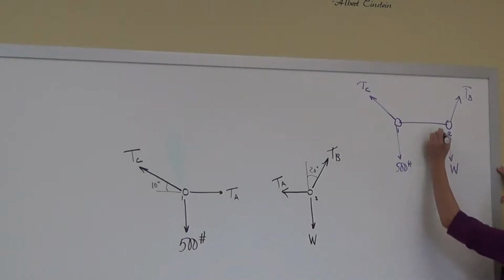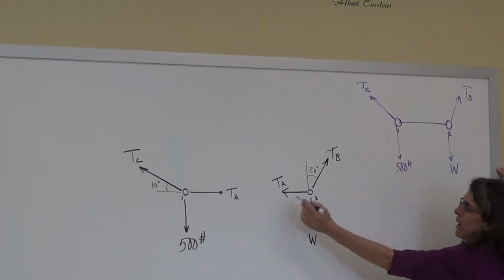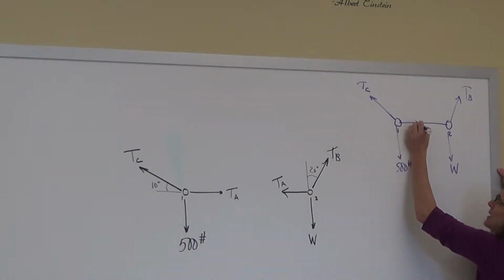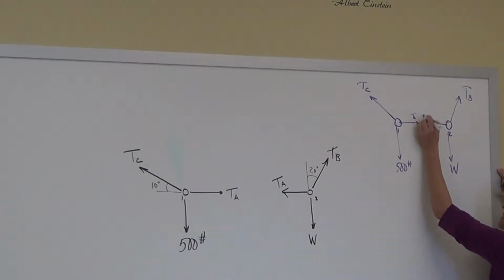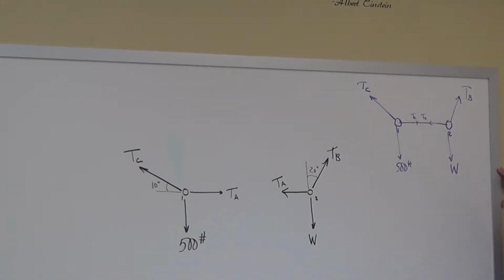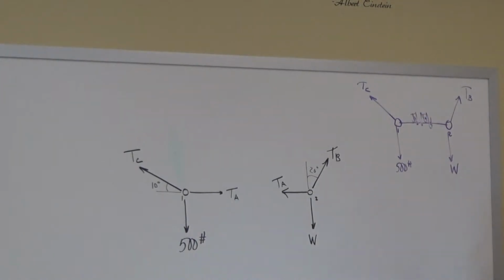Right? How come I'm not drawing the tensions in here? They cancel out. From link 1, there's a TA going to the right. And from link 2, there's a TA going to the left. They cancel out. Is that cable experiencing a tension? Yeah, otherwise it would collapse, right?